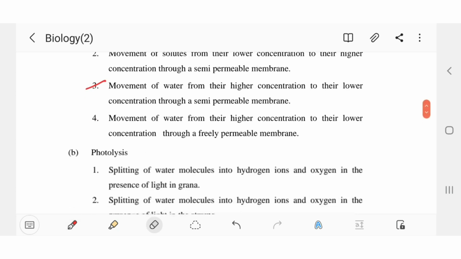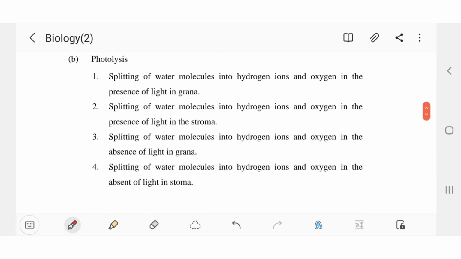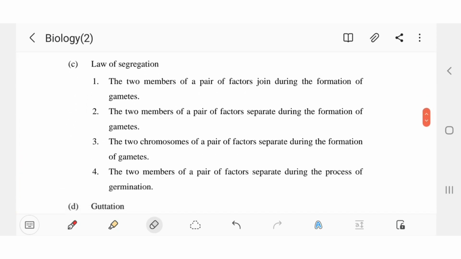Now B1: photolysis. Photo means light. Remember, whenever photo means light, whatever this thing is, it will be taking light energy. Photolysis, it is splitting of water molecules into hydrogen, hydrogen ions and oxygen, right? Now in the presence of light in grana. Why grana? Because photolysis is a part of light dependent reaction, and we know that light dependent reaction takes place in grana, so the option 1 is correct. Now see, law of segregation.